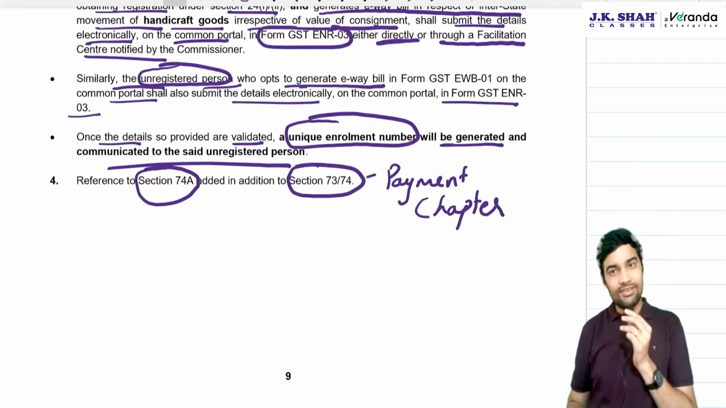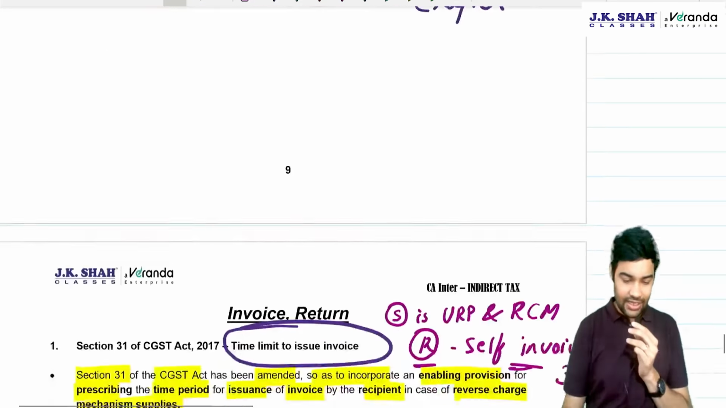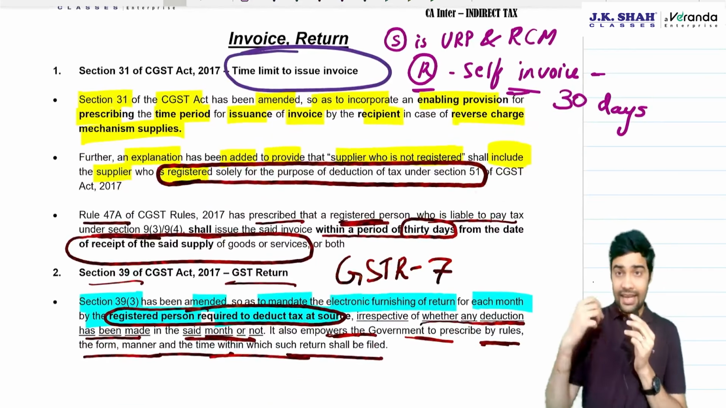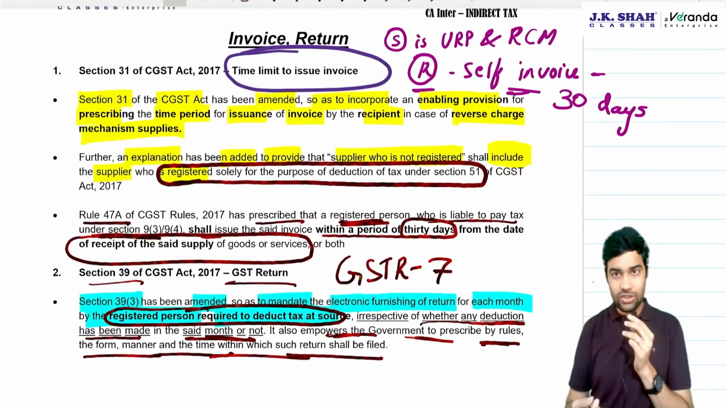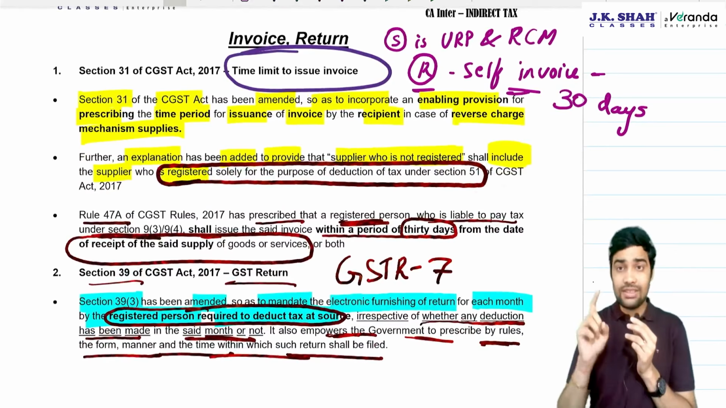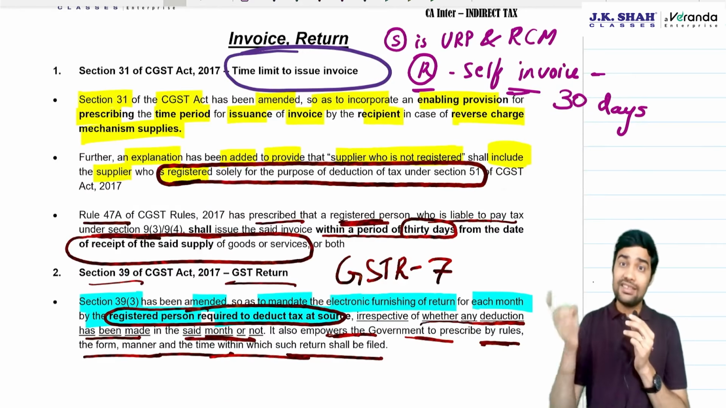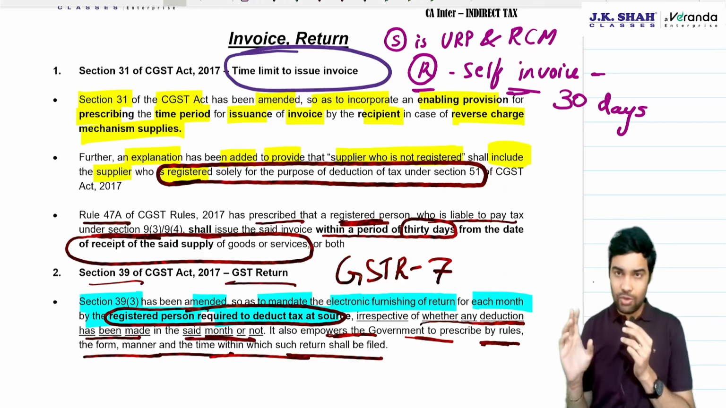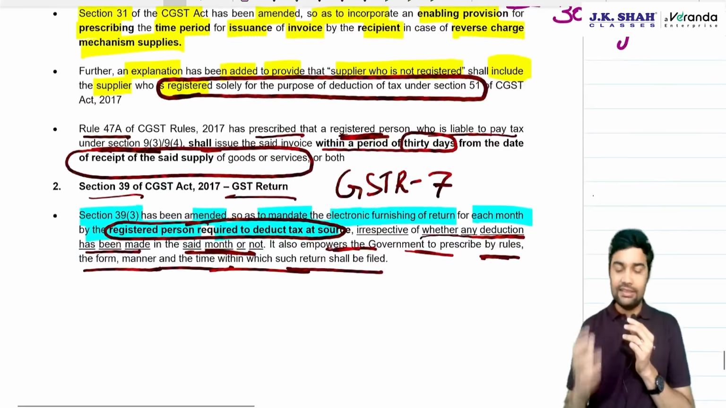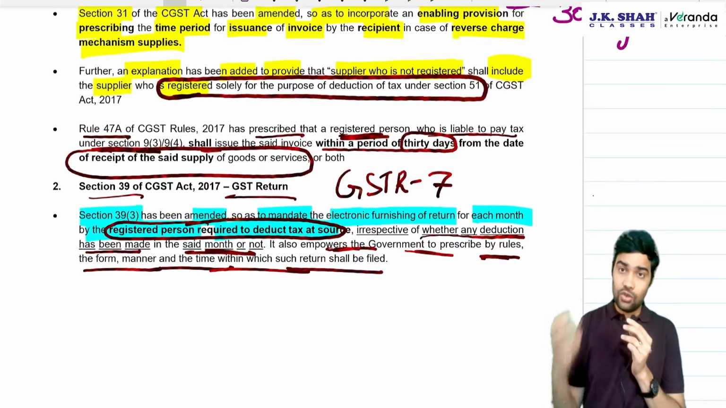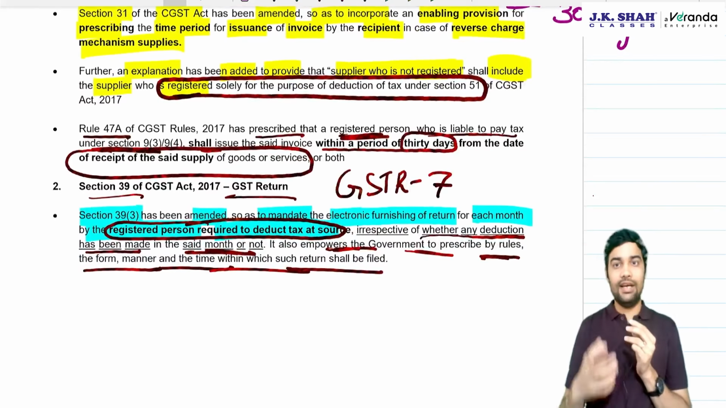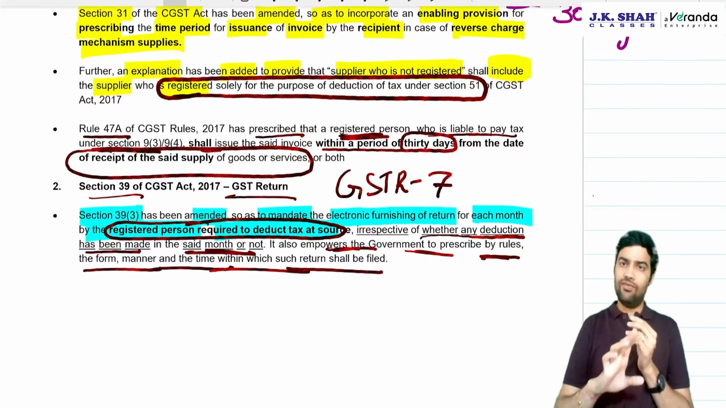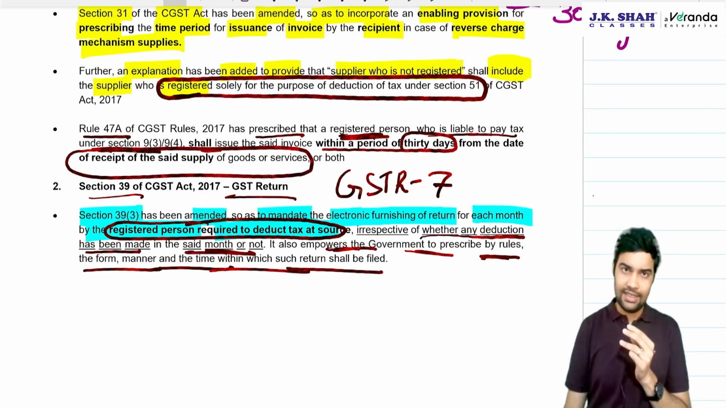Wherever there is 73, 74, add 74A. Now, if the supplier is unregistered and it's a case of RCM, recipient has to issue a self invoice. Those suppliers who have taken registration only for TDS will be regarded as unregistered person for this provision. Plus, GSTR 7, even if there is no deduction, you have to file a nil return, that is GSTR 7. So the late fee for nil return will be 0.